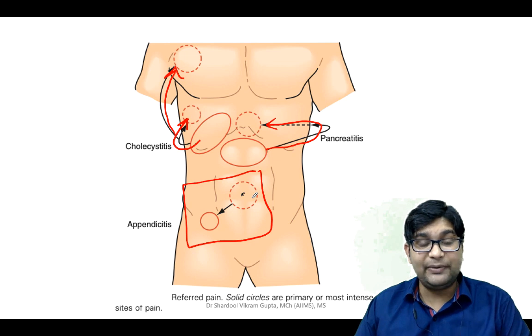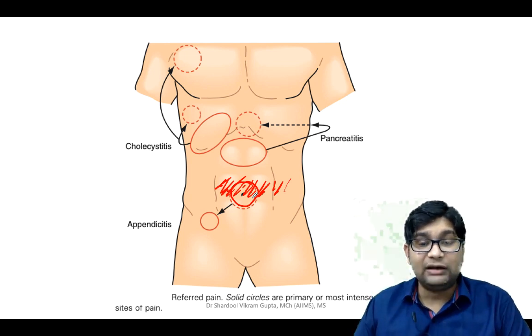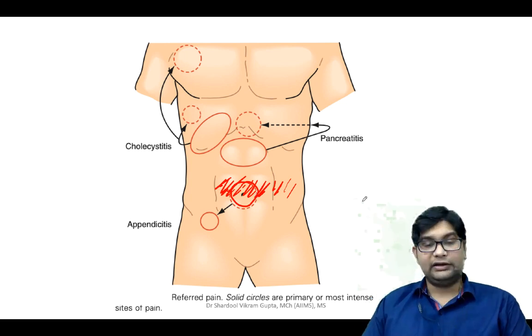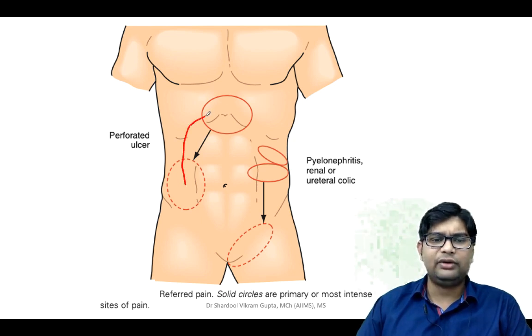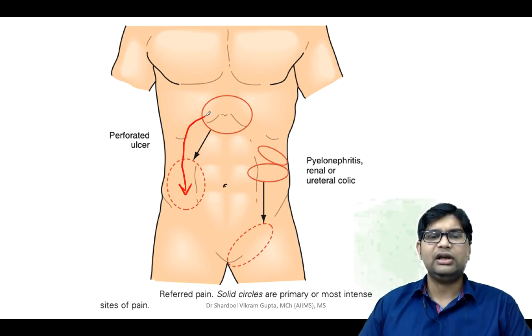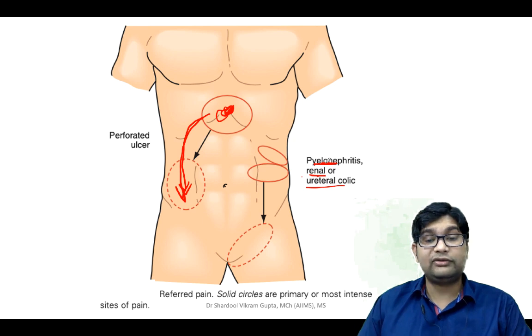Firstly, there is a vague pain in the periumbilical region because of the T10 dermatome, and then once it inflames, it irritates the parietal peritoneum present there, then it is shifted to the right iliac fossa. And sometimes in perforated ulcer, due to trickling of the fluid in the right iliac fossa, it is seen that the pain is less severe here, but it refers to the flank, in right flank or in right iliac fossa. Similarly, pyelonephritic or renal or ureteric colic may be referred to the scrotal region.